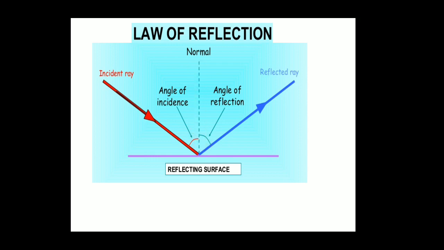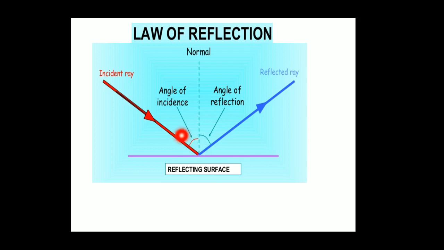For any surface, whether it is a polished surface, an unpolished surface, or any cloth, for all surfaces they have performed the experiment. The experimental result says the angle of incidence is always equal to the angle of reflection. That is the first law of reflection. Any surface you take, the angle of incidence is equal to the angle of reflection.